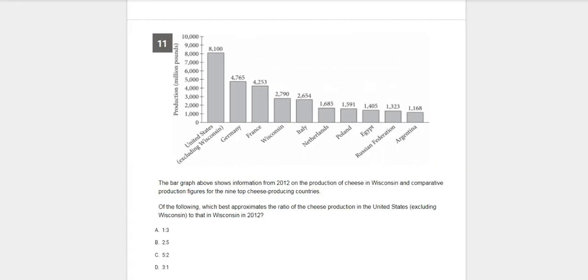All right, number 11, second part of the cheese question. Same information, but let's see what they're asking for this one. It says, of the following, which best approximates the ratio? So here I'm going to compare the two numbers, and it looks like they're in dot dot format. So I'll set mine up that way. So we want the ratio of cheese production in the U.S., excluding Wisconsin. So I believe that's this column right here.